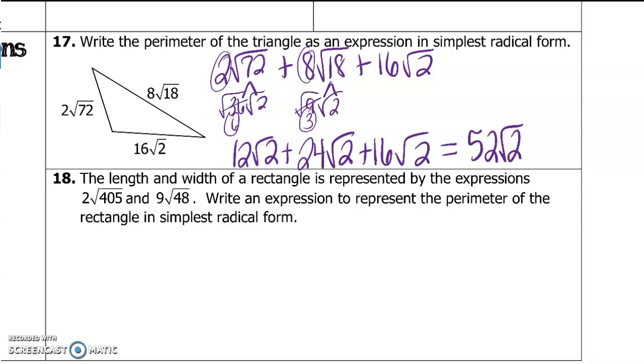So again, you have to always break down the inside. Find the biggest perfect square that goes in. Anything that has matching numbers under the square roots, you can put those coefficients together.